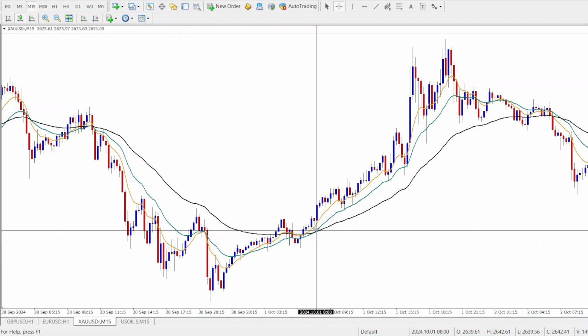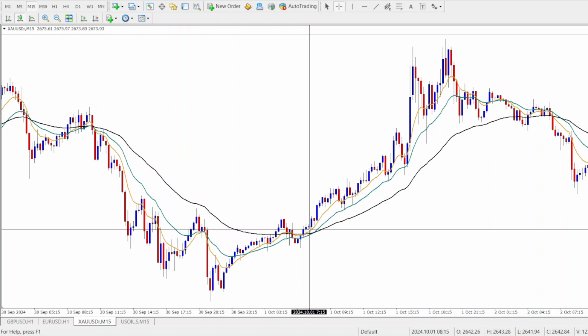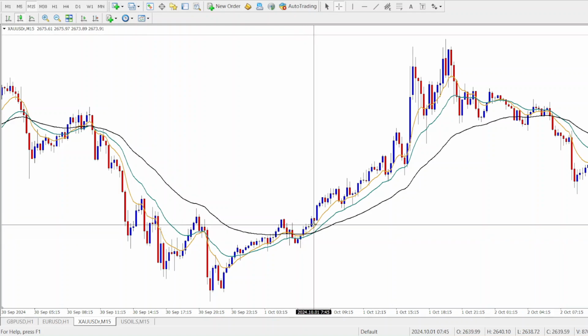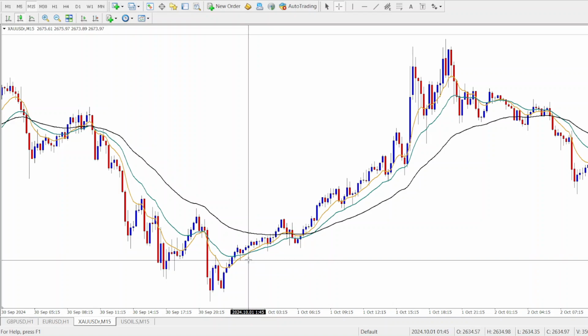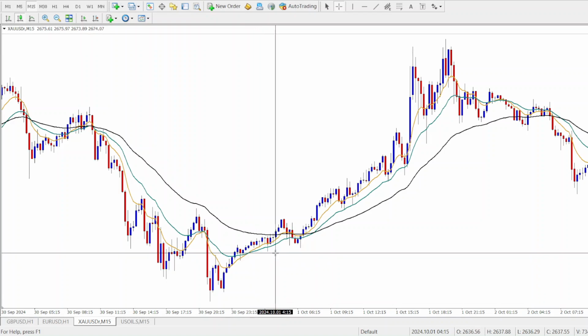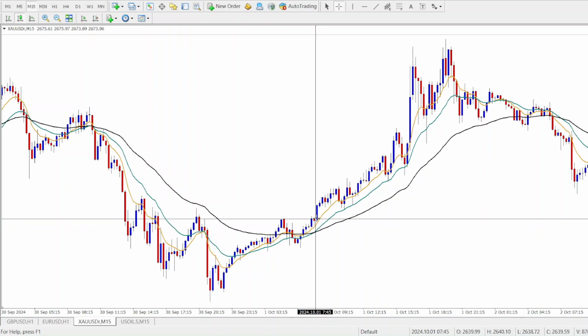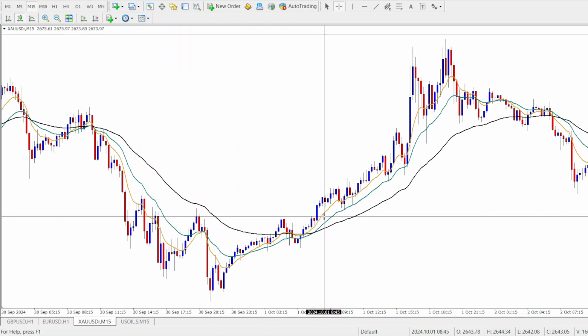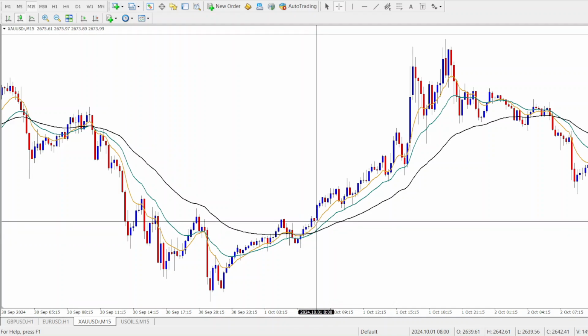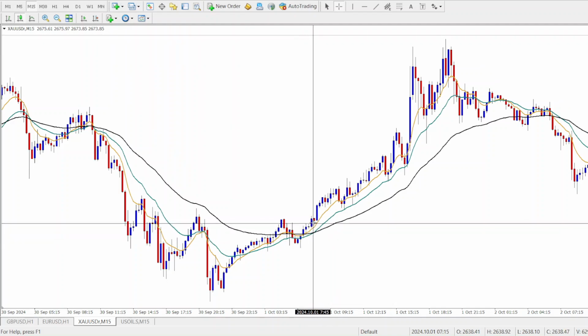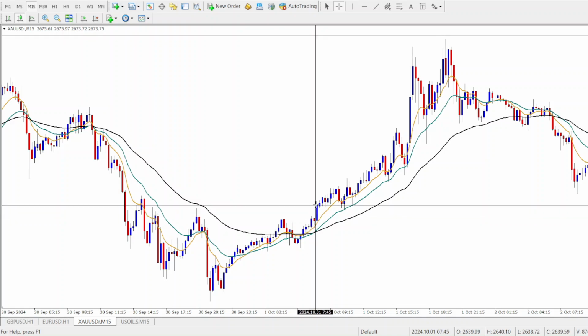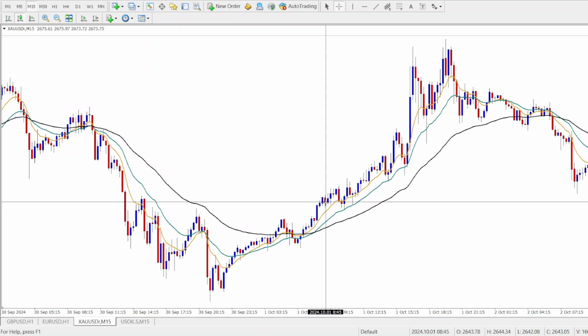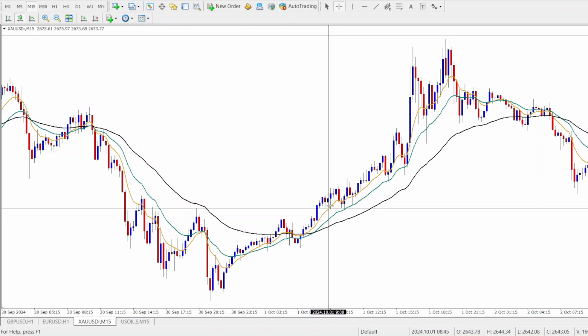So the crossover strategy involves the 3 moving averages. We don't just enter a trade based on the crossover of 2 moving averages. It has to be the 3 moving averages before entering the trade. So when the 9 EMA and the 20 EMA cross above the 50 EMA, it signals a potential uptrend. This means that the market is gaining upward momentum and we should be looking for buying opportunities.